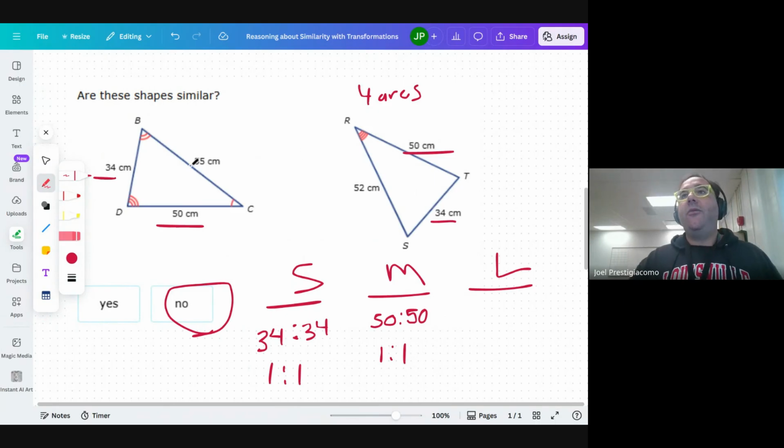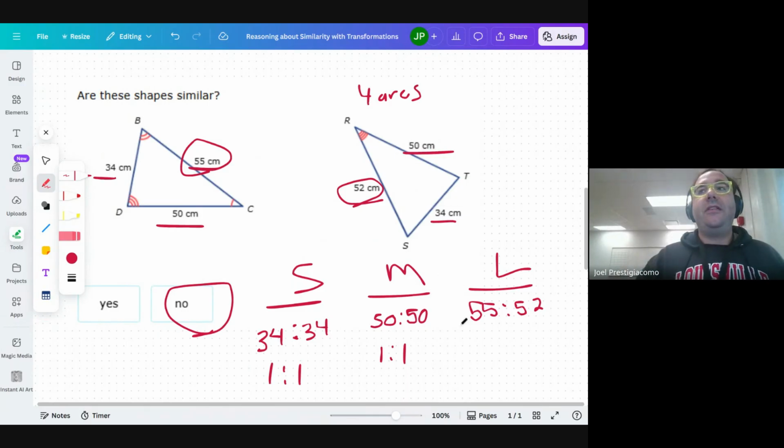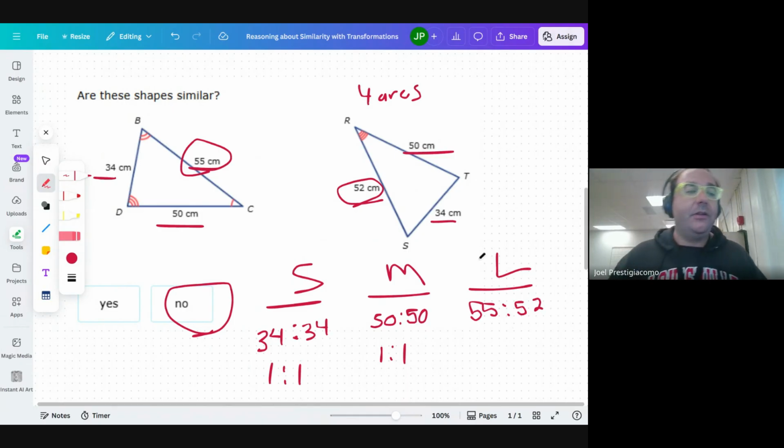So that's close. But if we look at our last side, we have 52 for our right side and 55 for our left. Notice how that's not 1-to-1. So there's one side that's just a little bit off, which is going to kick the angles off and so on. Even though we can tell pretty early that these are not going to be similar, this is the logic of how I know exactly that that's true. How can I prove it? It's because I can find two corresponding sides that do not have the same ratio as the other ones.